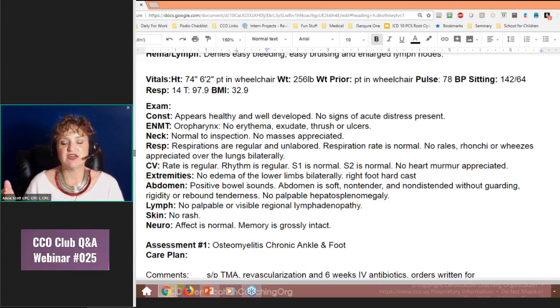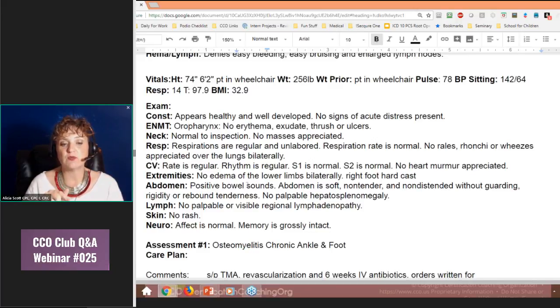Constitution appears healthy and well developed, no acute sign of distress present. Ding ding. Oral pharynx, no erythema, exudate, thrush, or ulcers, great. ENT looks good. Neck, normal, no masses, great. Respiration: look here, respirations are regular and unlabored. We know that he had some shortness of breath. Are we going to get anything there? No, everything looks good. So we're good there.